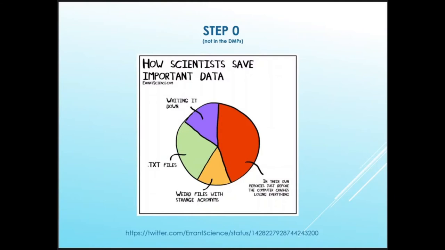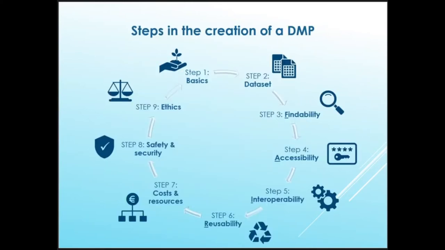Okay, so let's get to the DMP. If you compare the three templates I mentioned, you will find out that they contain roughly the same topics, but just maybe not in the same order. And these topics are the basics, so the description of your research projects, the description of your data set, then certain aspects related to the verification of your data, so making your data findable, accessible, interoperable, and reusable. And then there are aspects related to the costs and resources for managing your data, safety and security, and ethics.